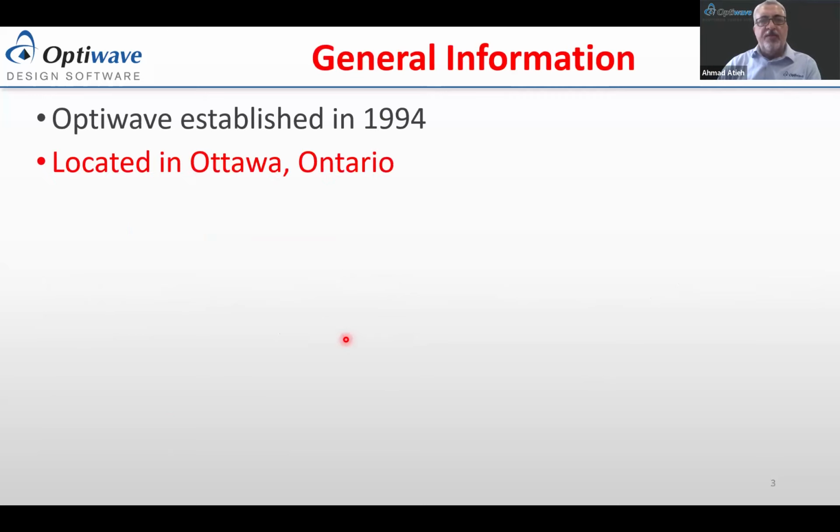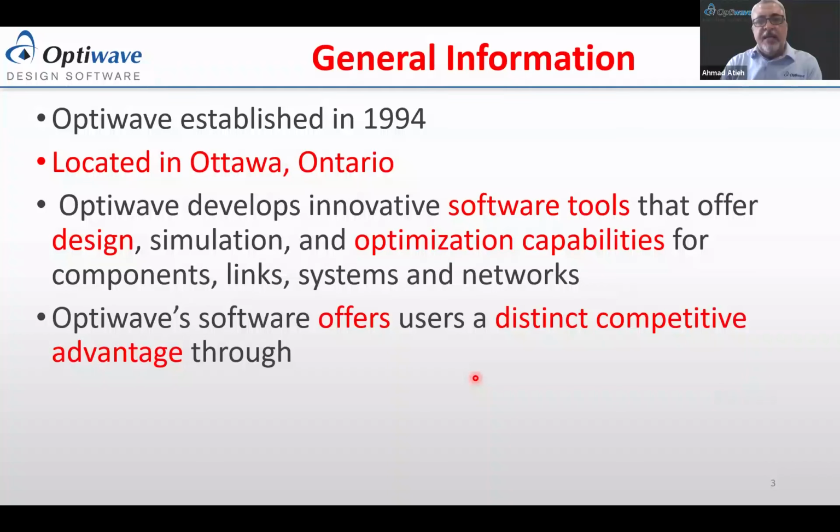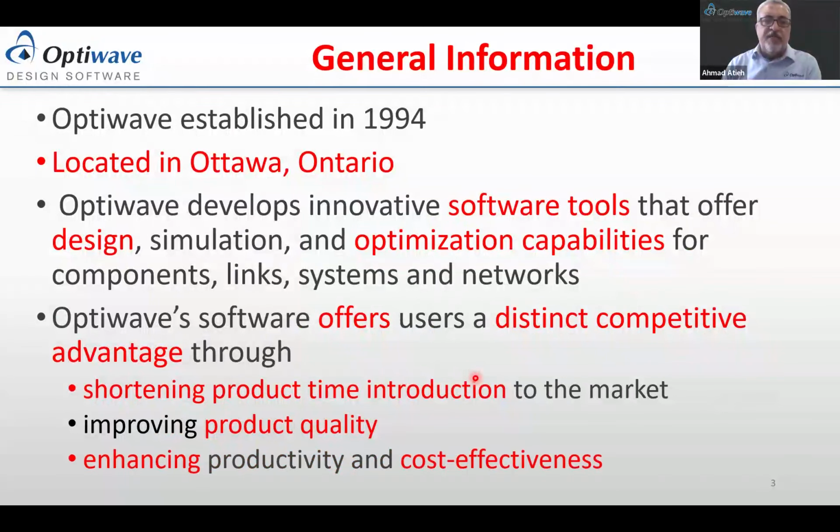Optiwave was established in 1994. It's over 30 years old company, and we are located in Ottawa, Ontario. We do software, and mainly our software tools are used for designing, simulating, and optimization for components, links, systems, and photonics optical communication networks. The software enables you to shorten the product introduction into the market and improve the quality of your product eventually, and a cost-effective enhancement using the simulation before you make your product.